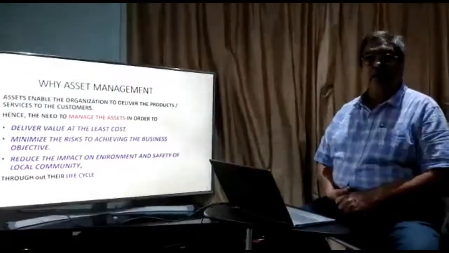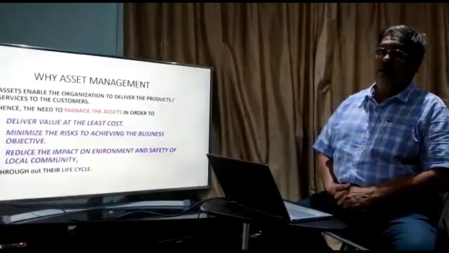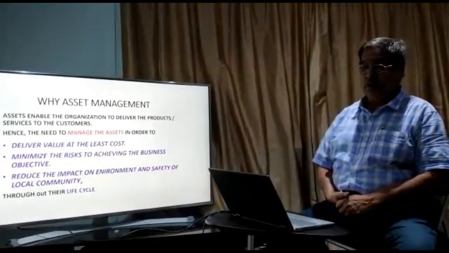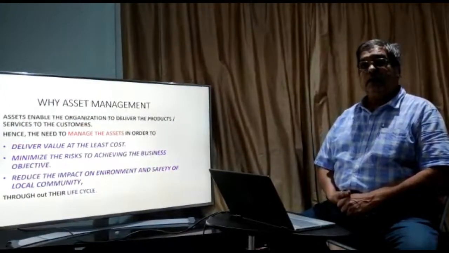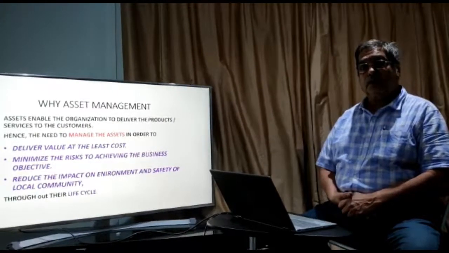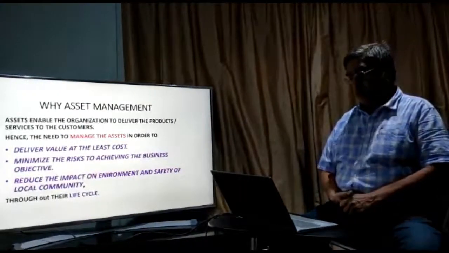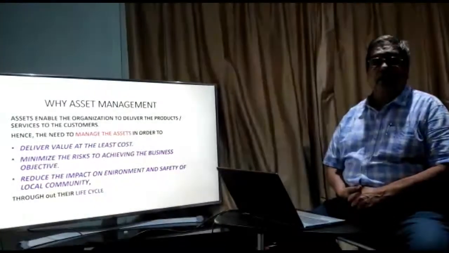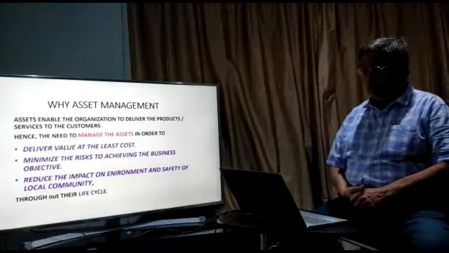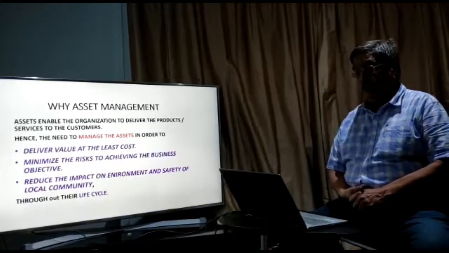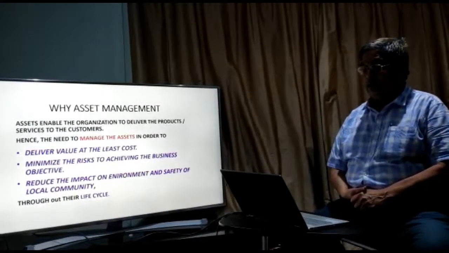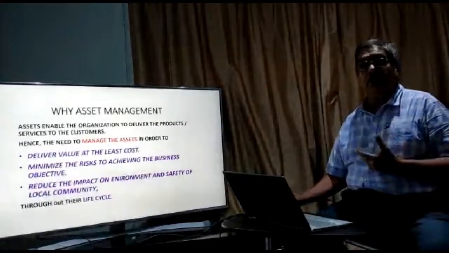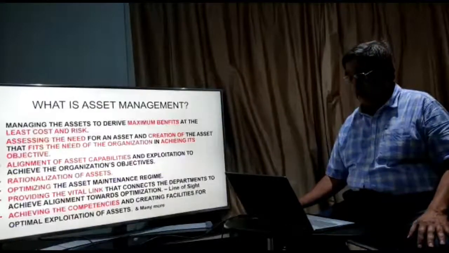Risk here means the probability of anything happening, and in case it happens, what the consequences are, which is analyzed with respect to its cause, cost, and consequences. Reduce the impact on the environment, society, and the local community. That is another angle we should see in managing the asset. This entire thing has to be for the entire life cycle.